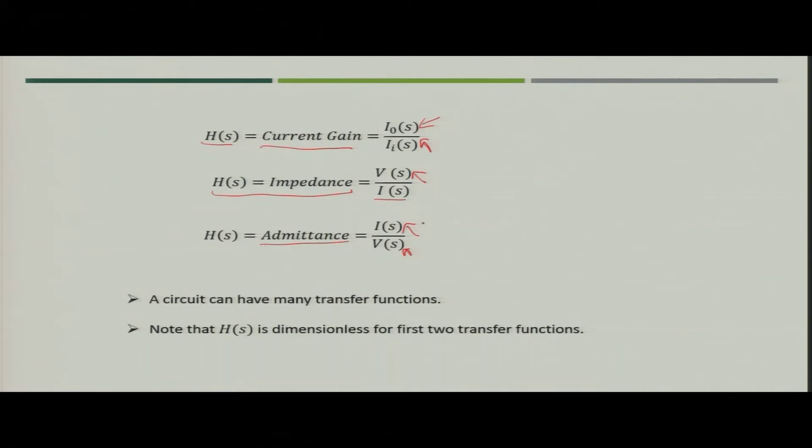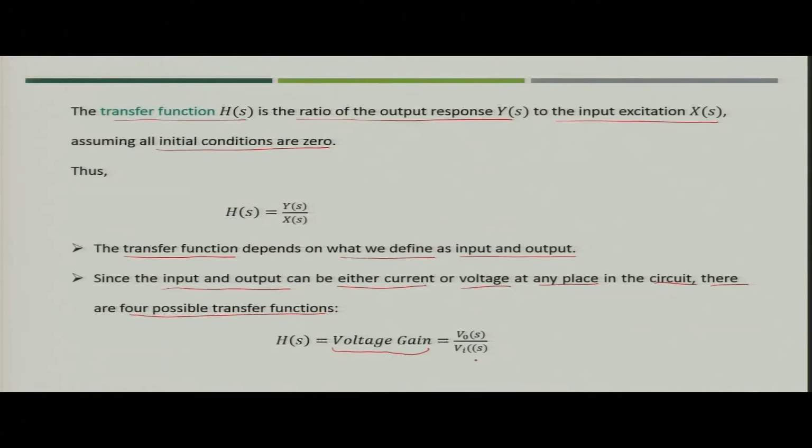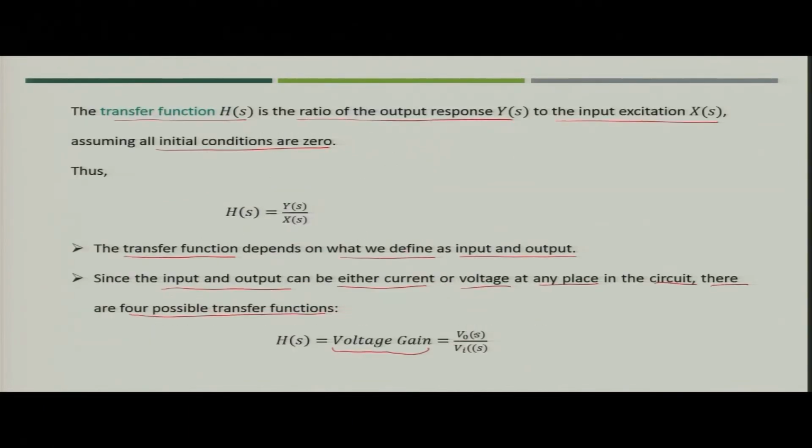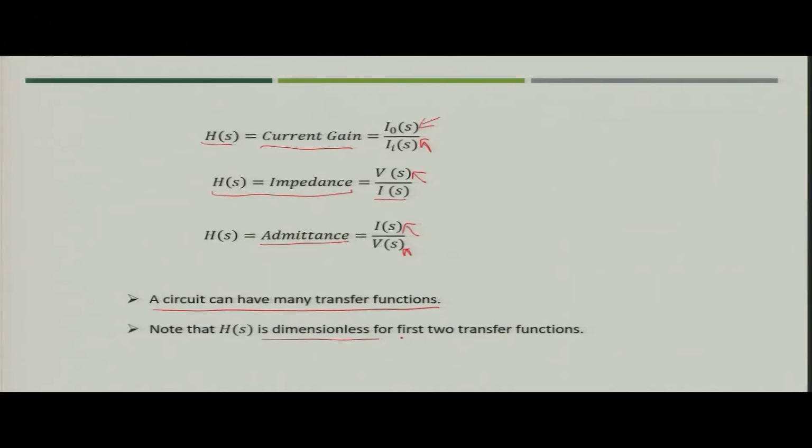So, then it will become Is divided by Vs. In that way we can say a particular circuit can have many transfer functions. Now, if you see the first two transfer functions, that is voltage gain and the current gain, these are dimensionless because the output and input quantities are same. So, for these two cases the transfer function will be dimensionless.